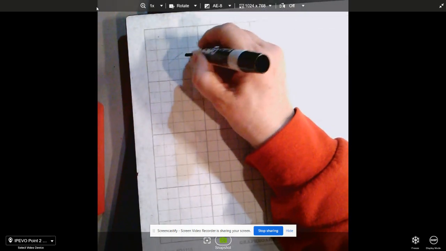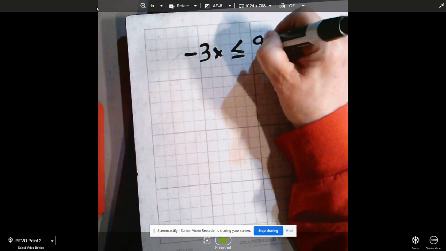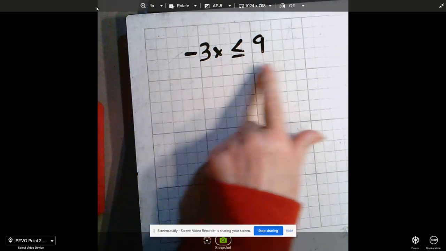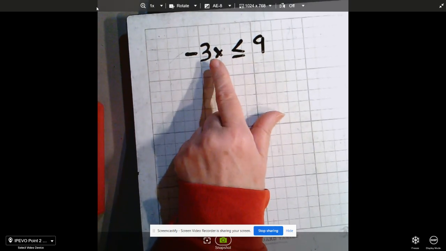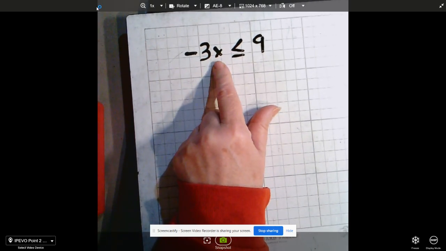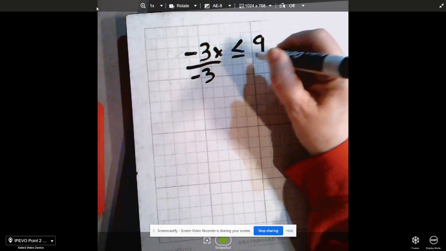Let's take a look now at a new one that has a negative in it. Let's take the same example, but make it negative 3x is less than or equal to 9. Once again, there's no simplification I can do on the right or the left. But I'm multiplying between the negative 3 and the x, so I have to undo multiplication by division.